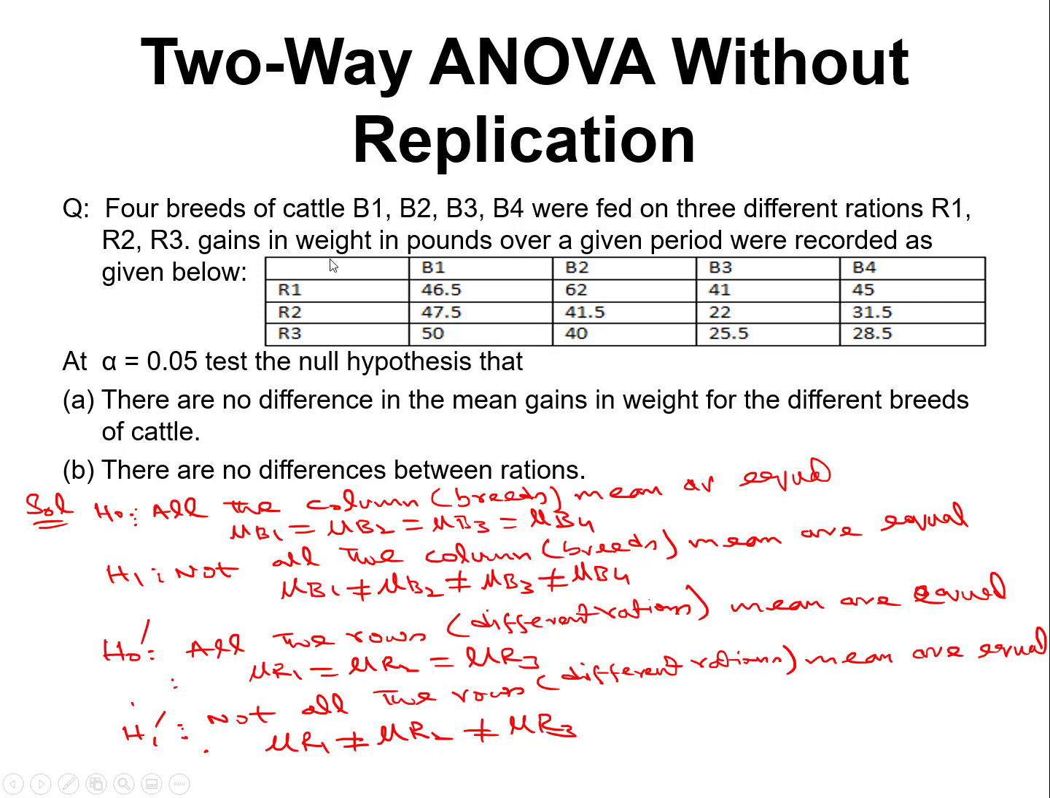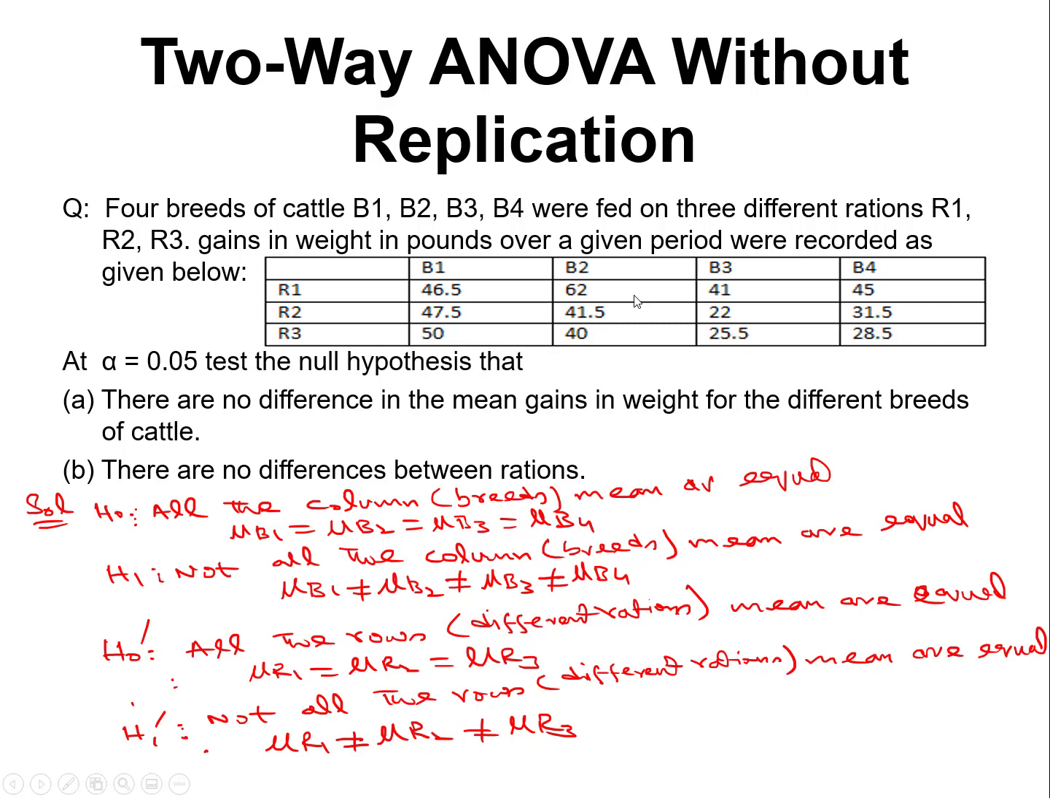Okay. Now, at the first instance, we want to compare this independent variable. Breed is an independent variable. These 4 types of breed are totally independent. So we want to conduct an analysis with the dependent and independent variables. This is another independent variable, and this is dependent. Weight is dependent. For the rows, all the different ration means are equal, so mu R1 is equal to mu R2 is equal to mu R3. The alternative is that not all the different ration means are equal. So I hope you understand what is with interaction and what is without interaction, or without replication or with replication. Further, we will take the same question and solve it now.